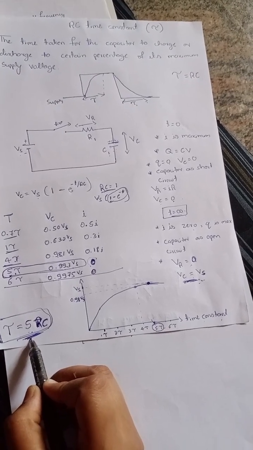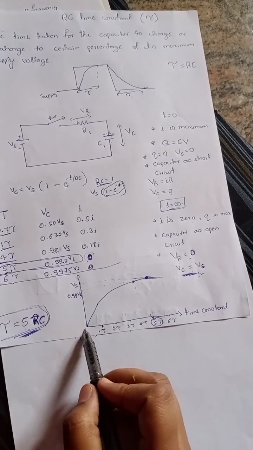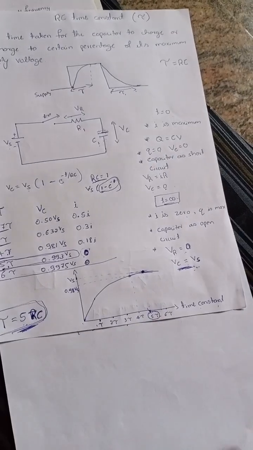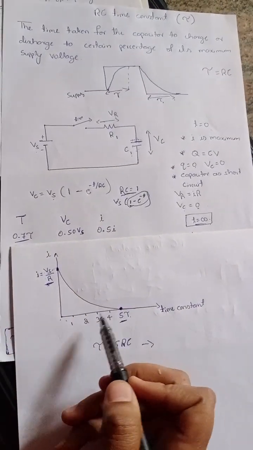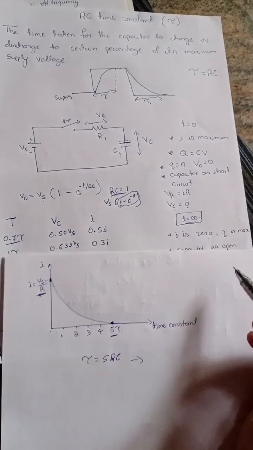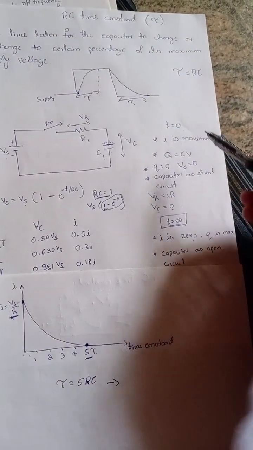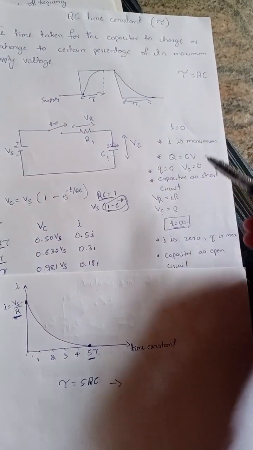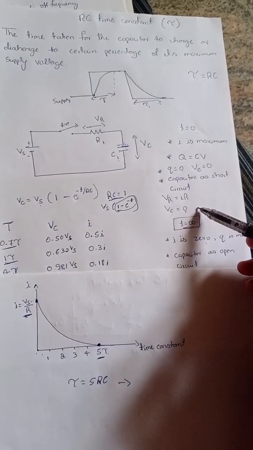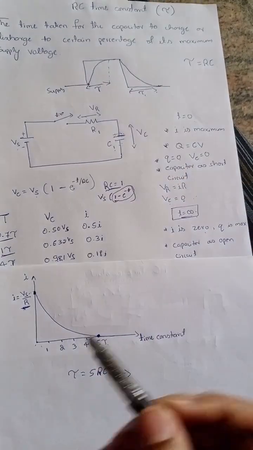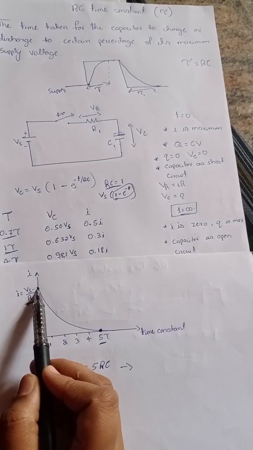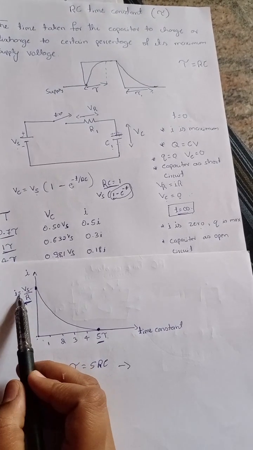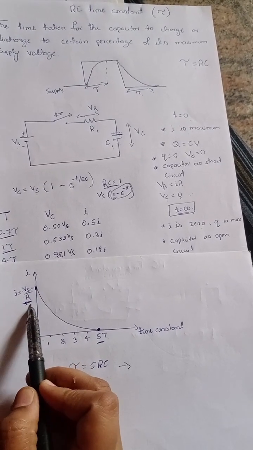Let's see one more point, that is the current versus time constant graph. Here, as we discussed before, at time equal to 0, the voltage drop across the capacitor Vc is equal to 0 and the current is maximum. So we can see here that at time equal to 0 the current is maximum, and it is calculated by using Vs by R.